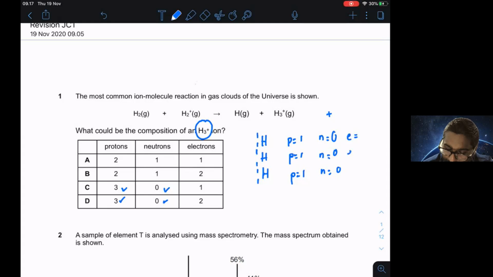Electron wise, the electron will be the same as proton. So you see 1, 1, 1, supposed to be 3. But because it's a plus ion, a cation, they have lost 1 electron. So 3 electrons, you lost 1 electron. So that's going to be 2 electrons there. So the answer is going to be D. Okay, next question.